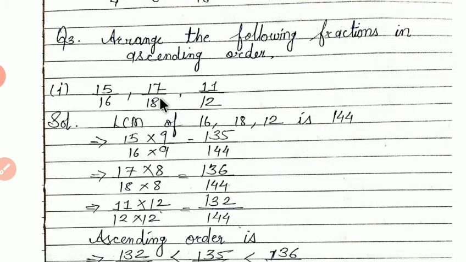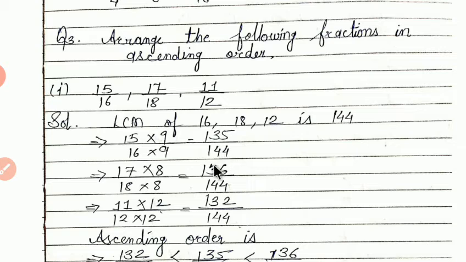So 15 by 16, 17 by 18, 11 by 12. Here you can see that the denominators are different. For comparing, first we have to make the same denominator. So for making the same denominator, we have to take the LCM of 16, 18 and 12. If we find the LCM, we will get the answer as 144. So 15 by 16. Now we have to make the denominator 144.